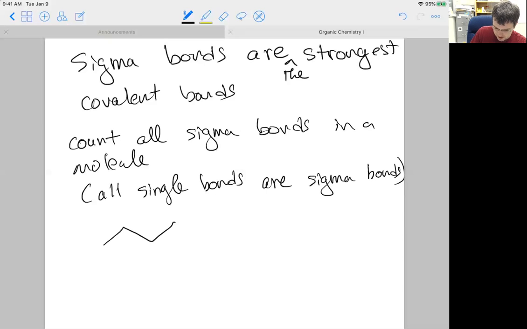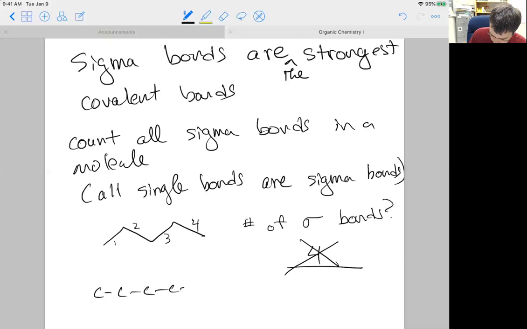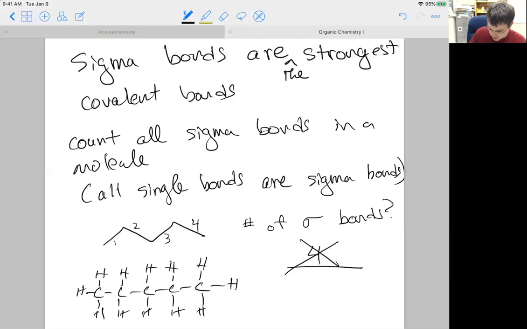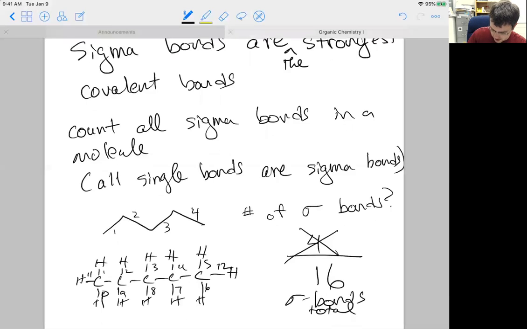Okay, what does that mean? I have this, and I said number of Greek letter sigma bonds. You would come back and you would say, oh, 1, 2, 3, 4 bonds. Okay, sorry, didn't mean to be rude right there, but yes, you've got the carbon-carbon bonds, but let's also remember the carbon-hydrogen bonds. Kekulé structures are not as fun as I remember. So we have those 4 plus 1, 2, 3, 4, 5, 6, 7, 8, 9, 10, 11, 12, and 4 is 16 sigma bonds total. And that's because we count those carbon-hydrogen bonds, yes.